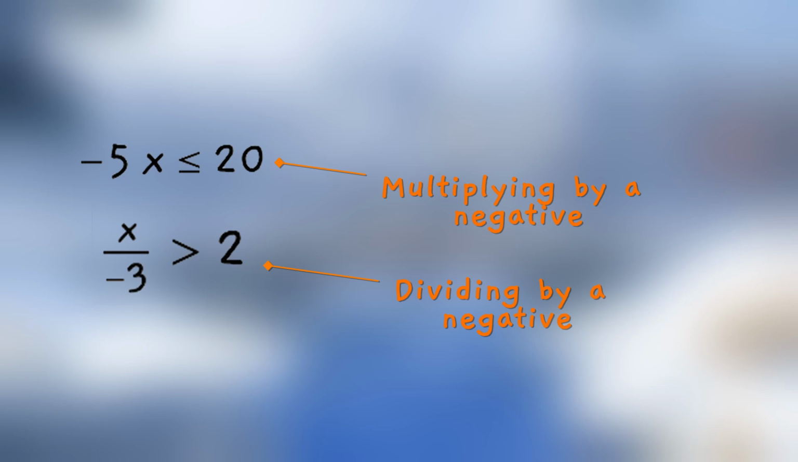With equations, if you multiply both sides of an equation by a negative number, everything's fine. If you divide both sides of an equation by a negative number, it's still correct. But with an inequality, if you multiply or divide by a negative number, you now have to flip the inequality symbol.